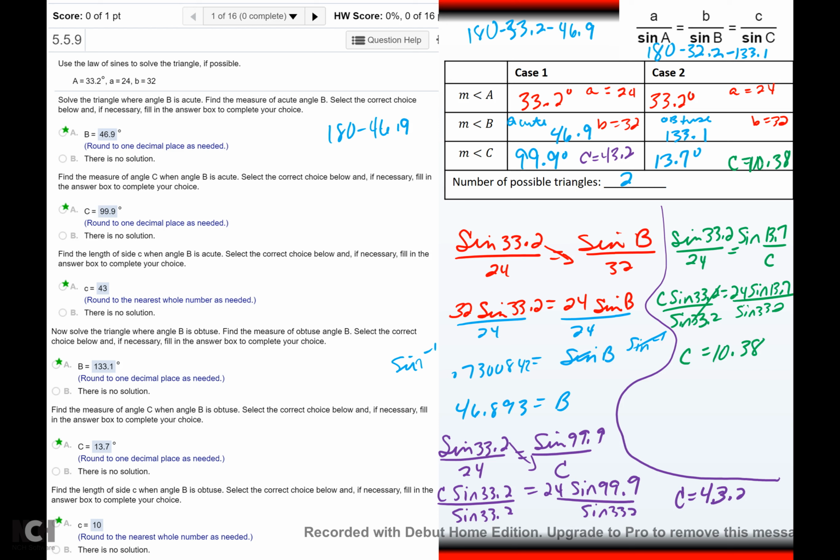Okay. And yeah, you've got to round it like they ask you to. They want the sides to the nearest whole number and the angles to the nearest tenth of a degree. Okay?